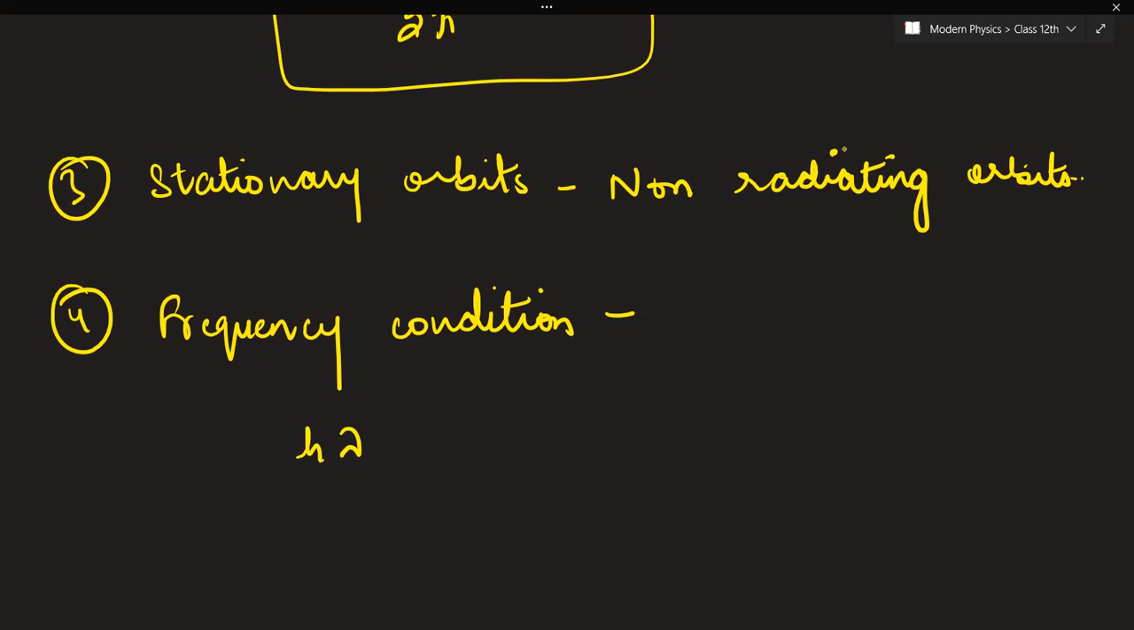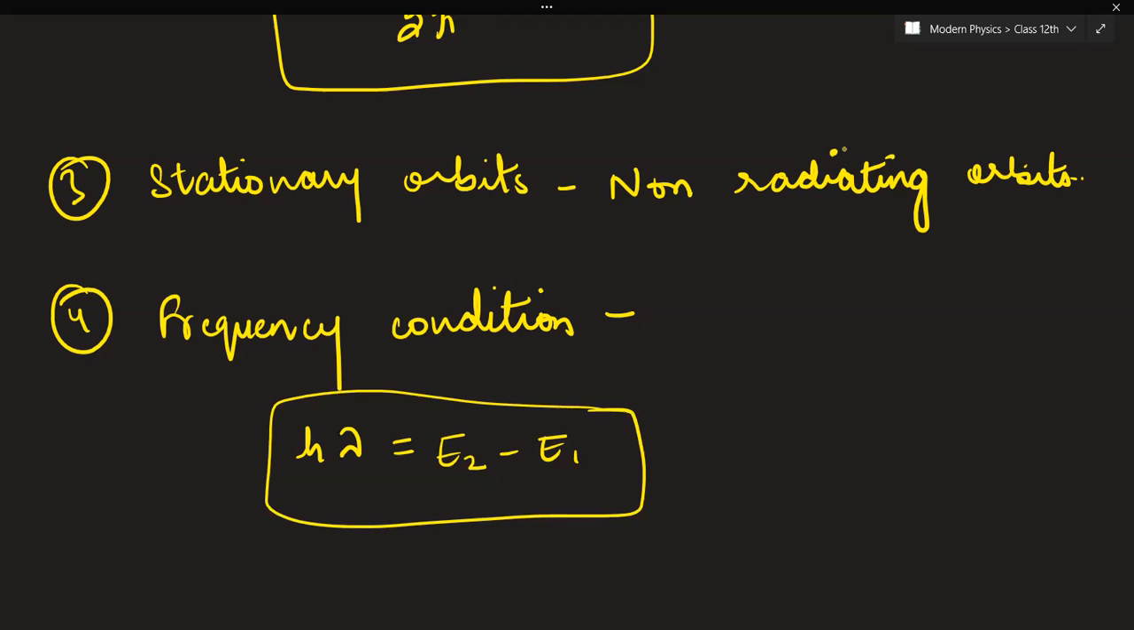But this is the total energy always. If two types of energies are present, one at a higher level and one at a lower level, then frequency multiplied by Planck's constant, this h nu, will be equal to the final energy minus the initial energy. This is known as the frequency condition.